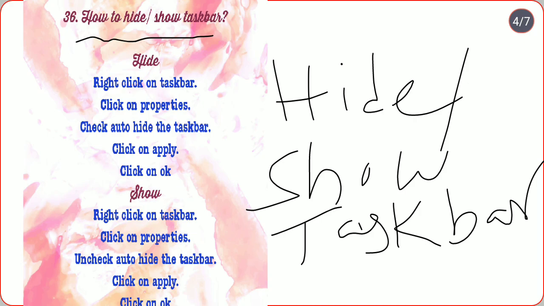Hide means right click on taskbar, click on properties, check auto hide the taskbar, click on apply, click on OK. If you have any laptop, any computer in your house, please go home and check once again how to hide and show taskbar.